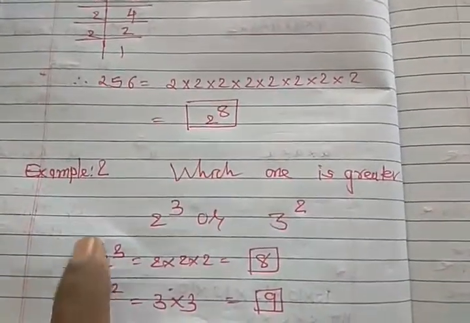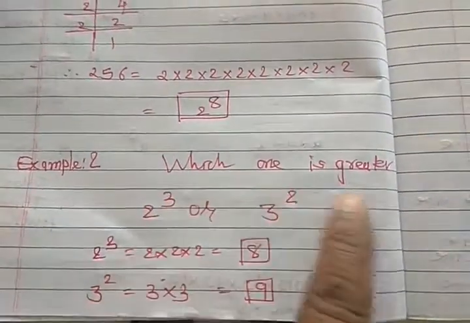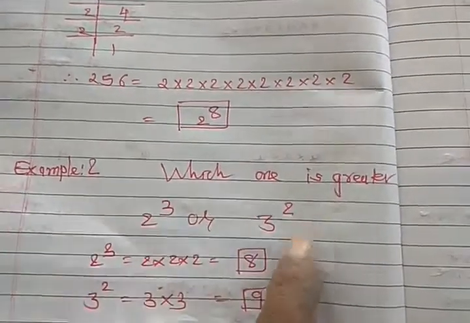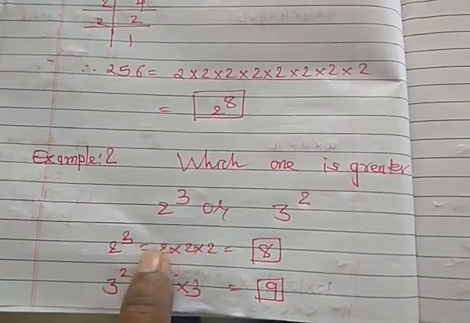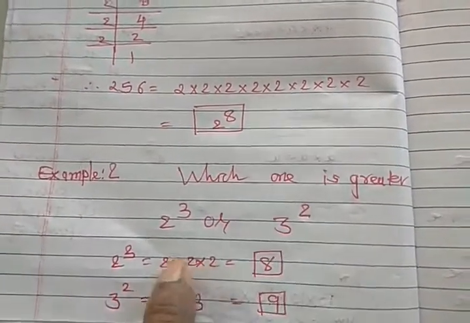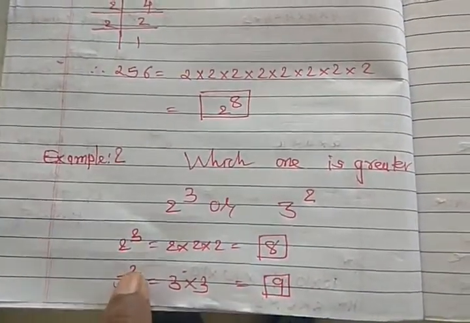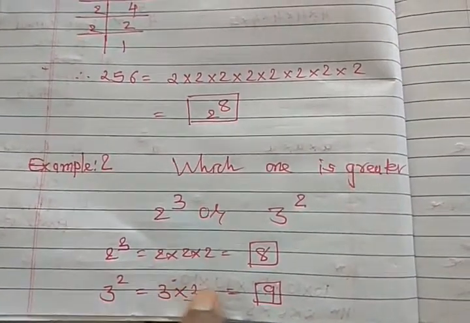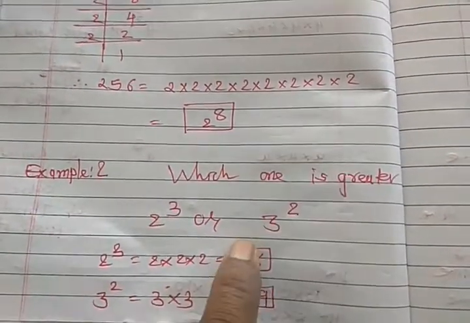Similarly, example number 2: which one is greater, 2 cube or 3 square? So 2 cube means what? 2 how many times? Whatever the power, that many times you have to write 2. 3 times. So 2 times 2 is 4, times 2 is 8. 3 square means 3 how many times? 2 times. 3 times 3 is 9. So naturally 9 is greater than 8.